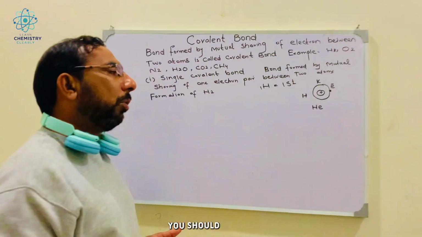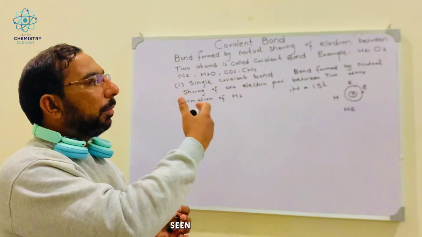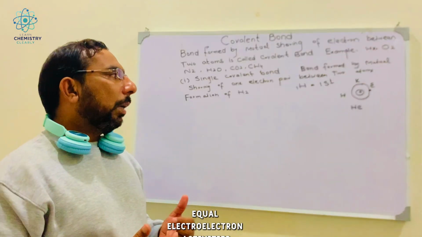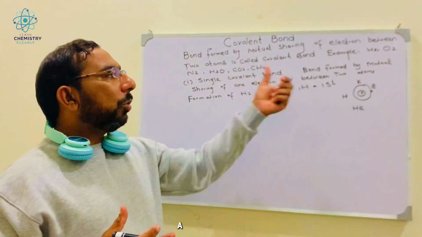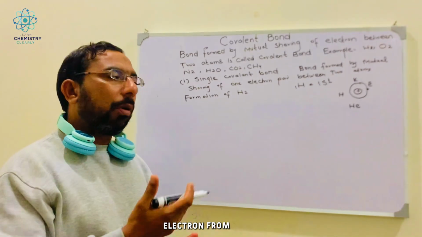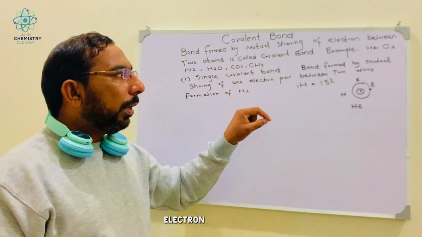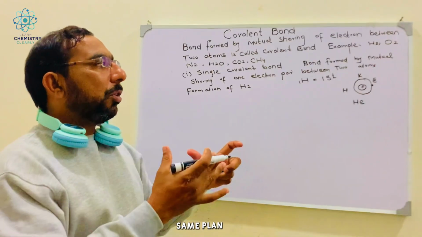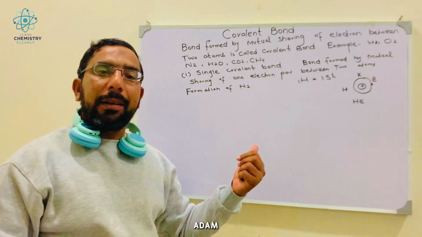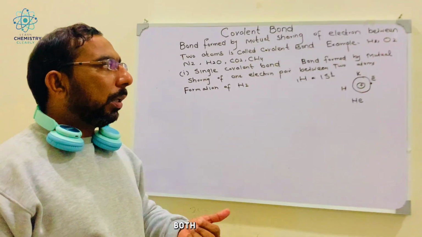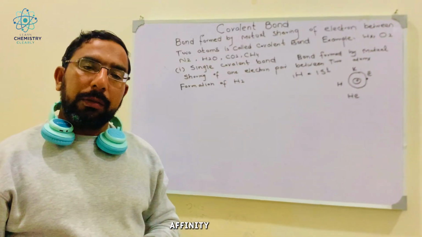But dear students, you should remember that when identical atoms, atoms which have the same or nearly equal electronegativity values, come close to each other, they will try to mutually share electrons rather than transfer an electron from one atom to another. In this example, the two atoms are identical and have the same electronegativity values, so both have the same tendency to share electrons, because neither atom is able to lose or gain an electron; both have the same tendency to accept an electron.